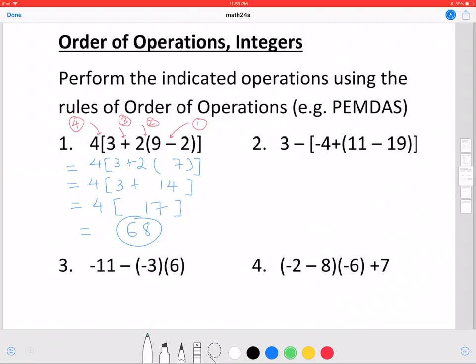And the second, it's not too different from number one. Again, we need to go from inside out, so let's go. I'm going to do 11 minus 19, which will give us negative 8. And now we will subtract the 2 numbers in the bracket, and that will give us negative 12. And here we have a subtraction of a negative, which will just be plus 12. So 3 plus 12 is 15.